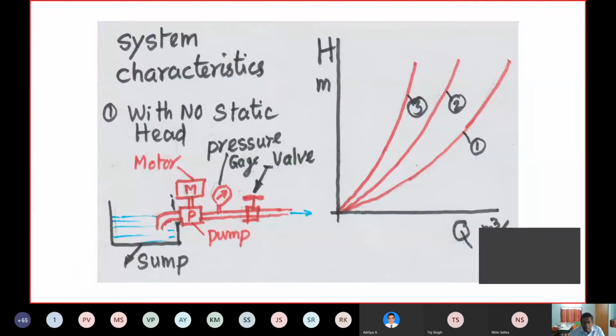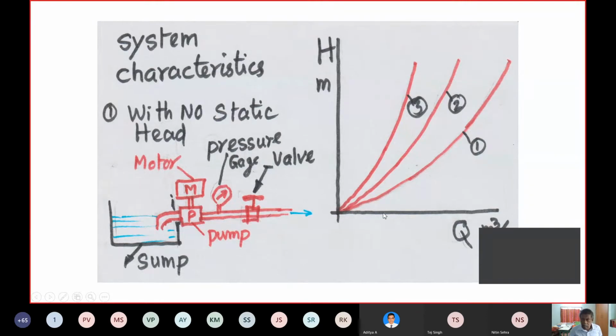Now here I am showing the system characteristics. You have a pump system, the pump is there, the motor is there, the suction is connected to the sump, some pressure gauge is there at the exit, then a valve is there. Here there is no static head, the discharge is at the level of the water surface in the sump. Now I have given 3 curves here, each one corresponds to a particular valve position. So you keep the valve position the same.